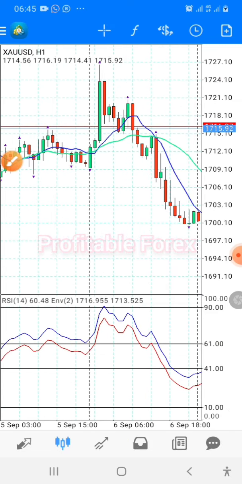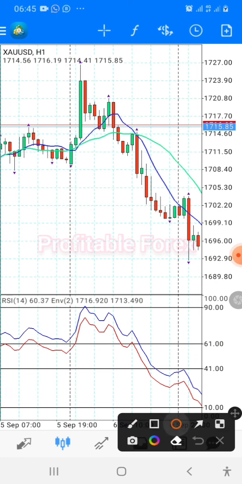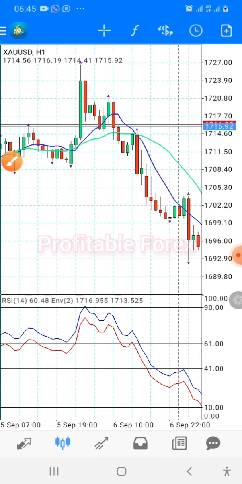Look at it. The condition for a sell, can you see this? The condition for a sell being met here. Can you see that? And it went bearish. Okay, so this is how the strategy works.